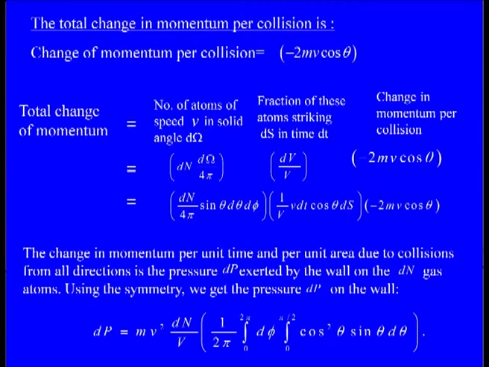Okay. The change in momentum per unit time and per unit area due to collisions from all directions is the pressure dP exerted by the wall on the dn gas atoms. So, using the symmetry argument, since they are coming from all possible directions, we can reverse the sign: minus 2 m v cos theta becomes 2 m v cos theta. dP equals m v square dn by V, 1 by 2 pi, integral 0 to 2 pi d phi, 0 to pi by 2 cos square theta sin theta d theta. The 2 in 2 m v cos theta will cancel with the 4 pi, making it 2 pi. Now, if I do this angular integration, I will get a factor 1/3.